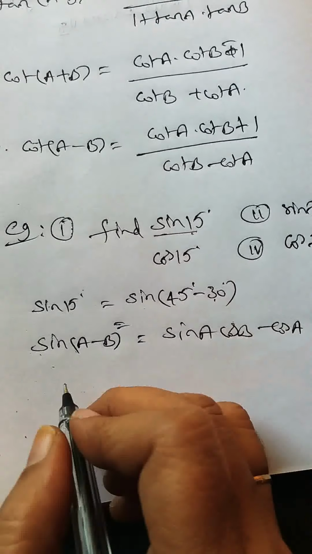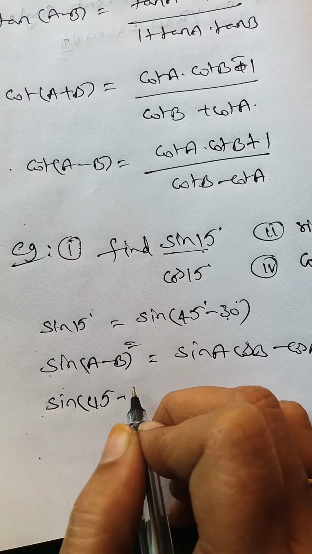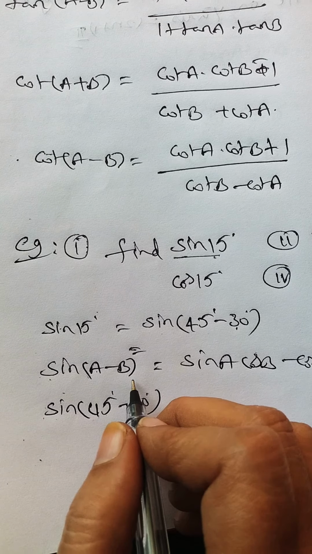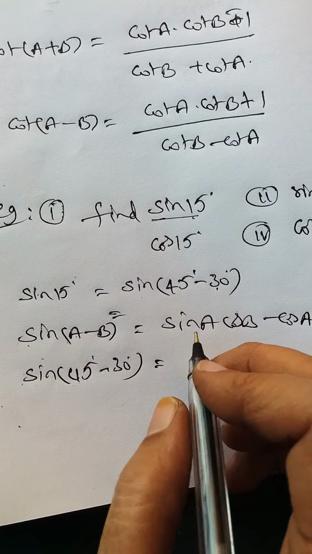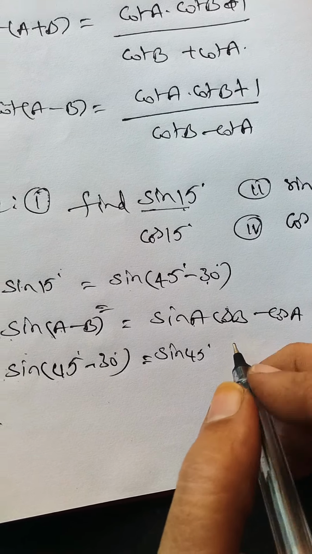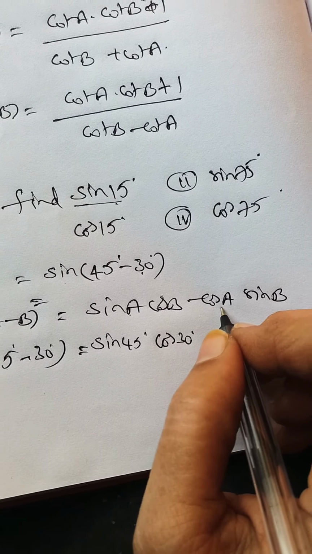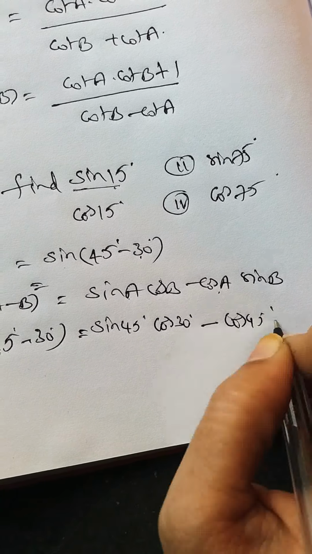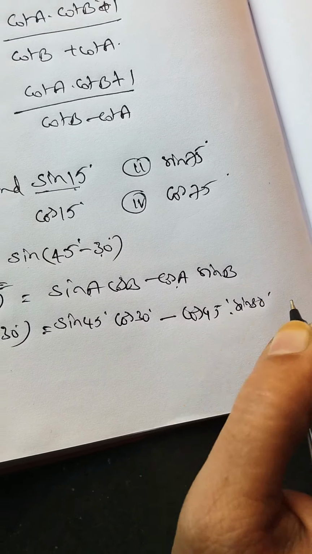So we can write sine of A minus B is equal to sine A cos B minus cos A sin B. You observe here, in place of A there is 45 degrees, in place of B there is 30 degrees. By using this, sin A means sin 45 degrees, cos B means cos 30 degrees, minus cos A, what is A? A is 45 degrees, cos 45 degrees into sin B, B is 30 degrees, sin 30 degrees.